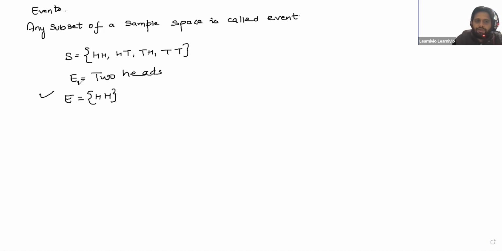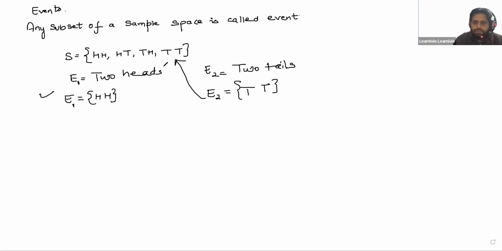Or for example, if E1 is this, and E2 is two tails, then E2 is equal to TT. So what is this event? This is a subset of the sample space. This is the sample space, and an event is a subset of that.